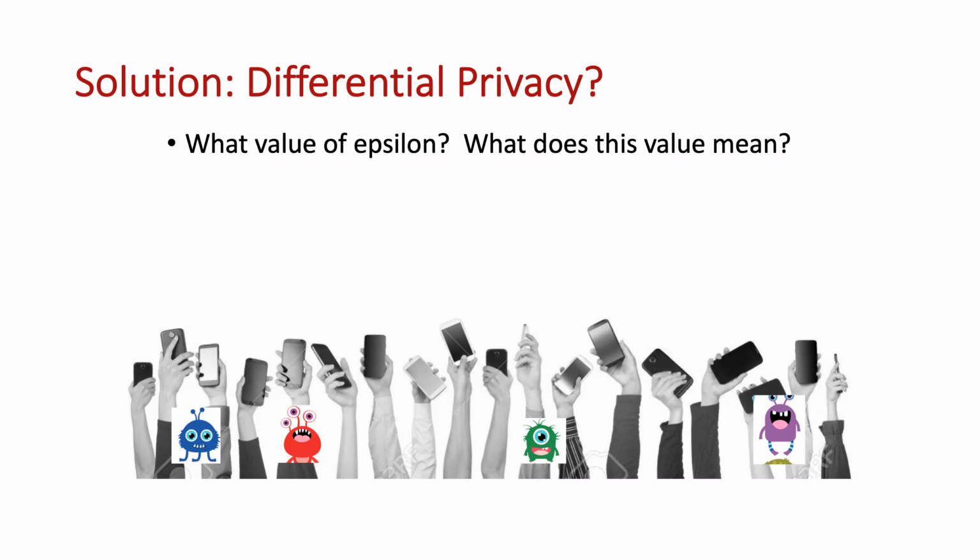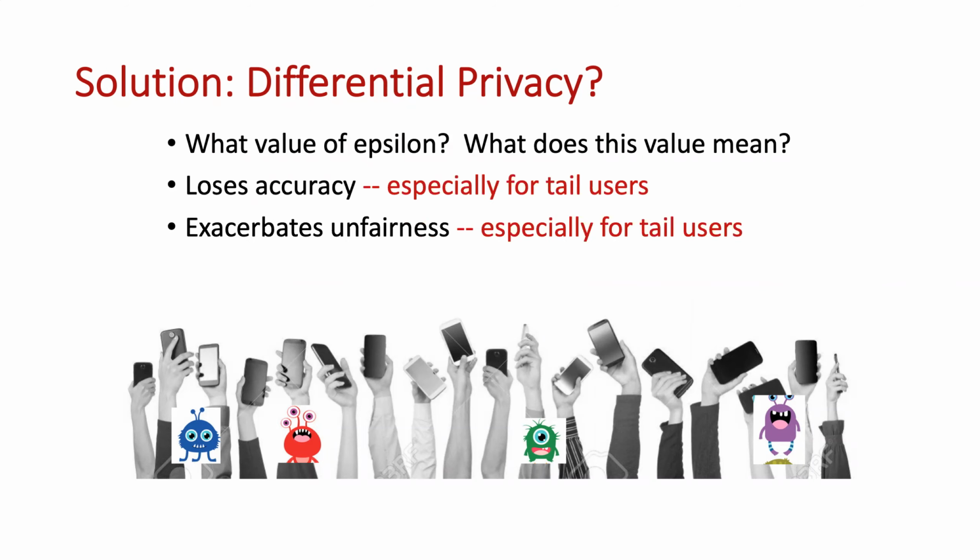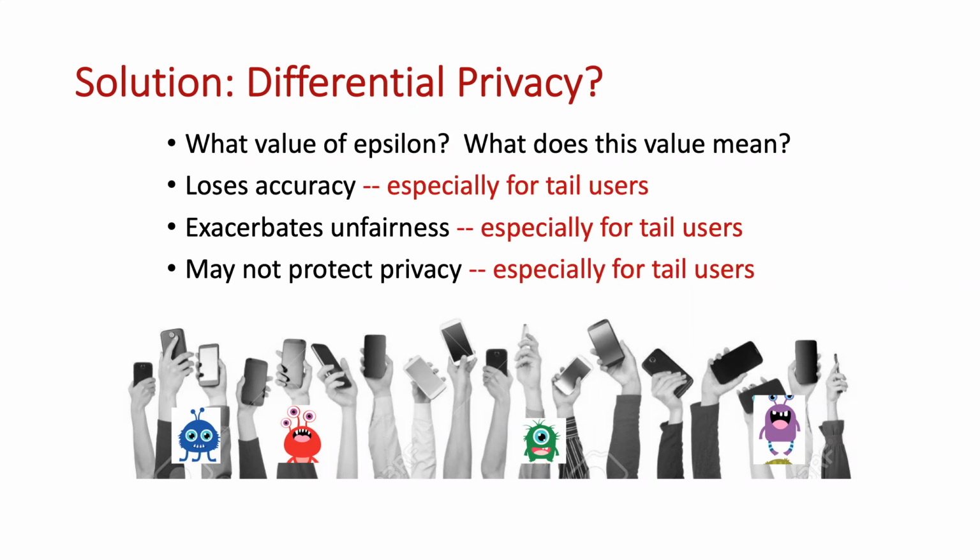What does epsilon mean in terms of accuracy? It loses accuracy, especially for tail users. It actually has a disproportionate effect on tail users, reducing their accuracy, which should not be surprising because it suppresses contributions of tail users. It also has various side effects, such as exacerbating unfairness of models. It turns fair models into unfair models, again, because it suppresses contributions from tail users. And it turns out that the privacy protections that it provides, which is the whole raison d'etre of differential privacy, are also not distributed equally, and it provides much better privacy protection for typical users than for tail users.